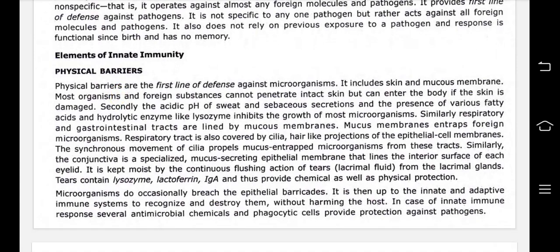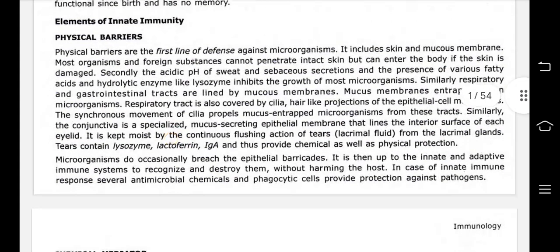Elements of innate immunity: physical barriers. Physical barriers are the first line of defense against microorganisms. They include skin and mucous membrane. Most organisms and foreign substances cannot penetrate intact skin, but can enter the body if the skin is damaged. Secondly, the acidic pH of sweat and sebaceous secretions, and the presence of various fatty acids and hydrolytic enzymes like lysozyme, inhibits the growth of most microorganisms.